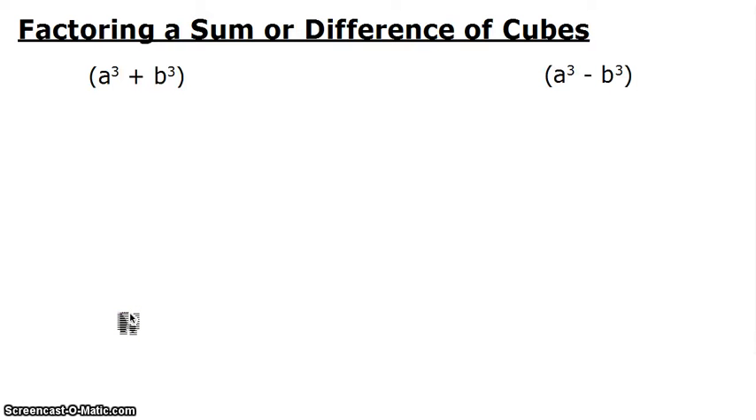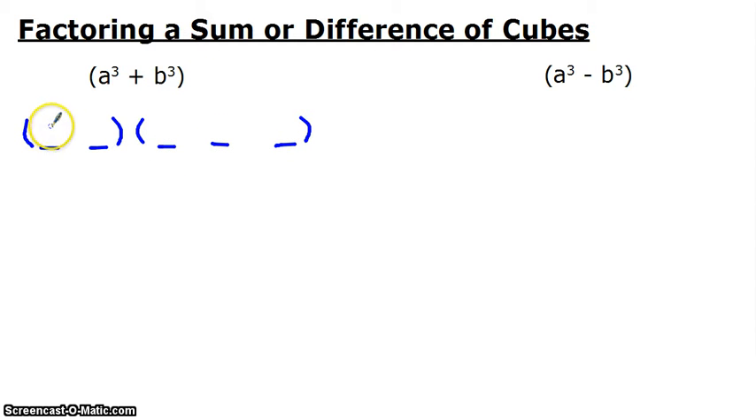All right, now we're going to factor a sum or difference of cubes. These will always come in the form of two terms: a cubed plus b cubed, or a cubed minus b cubed. There's the sum or difference. They basically factor the same way, except the signs will be opposite in each one. They factor into a binomial, so that's two terms, times a trinomial, three terms.